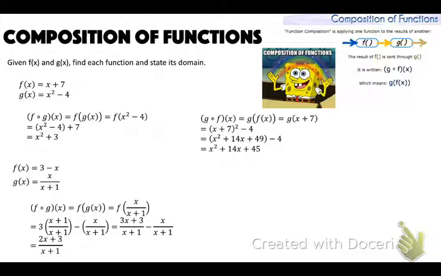Okay, I don't think I will give you a hard problem like that one. But if we do g of f of x, so we're plugging f of x into g. So I'm plugging 3 minus x into the g function. So that's going to be 3 minus x over 3 minus x plus 1, which is going to be 3 minus x over 4 minus x. And then that's all we can do.